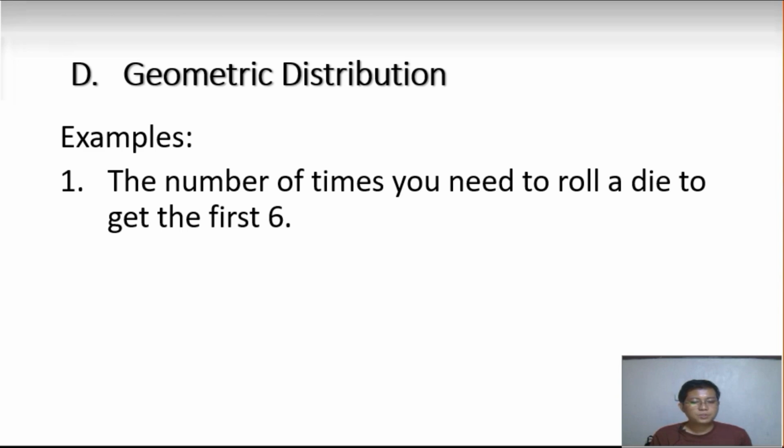To better understand the geometric distribution, let us have a real-life example: the number of times you need to roll a die to get the first 6. The scenario here, class, is an example of a geometric distribution. Rolling a die until you get the first 6 can be modeled using geometric distribution, and here are some reasons why. Number one, it is an example of a discrete trial. Each roll of the die is a discrete trial. You either roll a 6, which is success, or you don't roll a 6, which is failure.